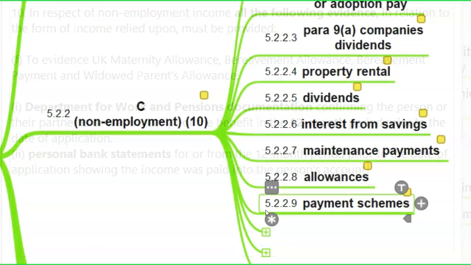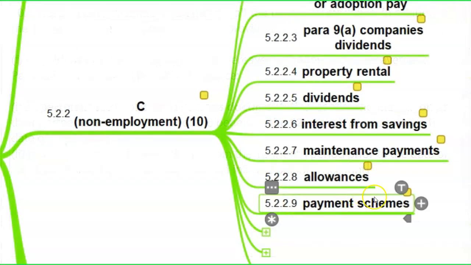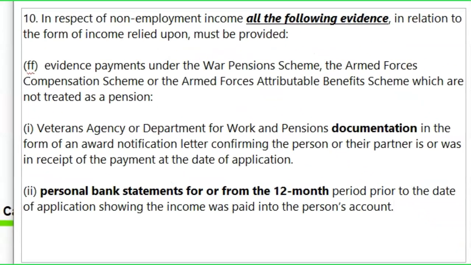Payment schemes. Payment schemes may include, but are not limited to, payments under the War Pension Scheme, the Armed Forces Compensation Scheme, or the Armed Forces Attributable Benefit Scheme. It is provided these schemes are not treated as pension. And for you to rely on these payments when proving that you meet the financial requirements, you will need to again provide only two types of documents.